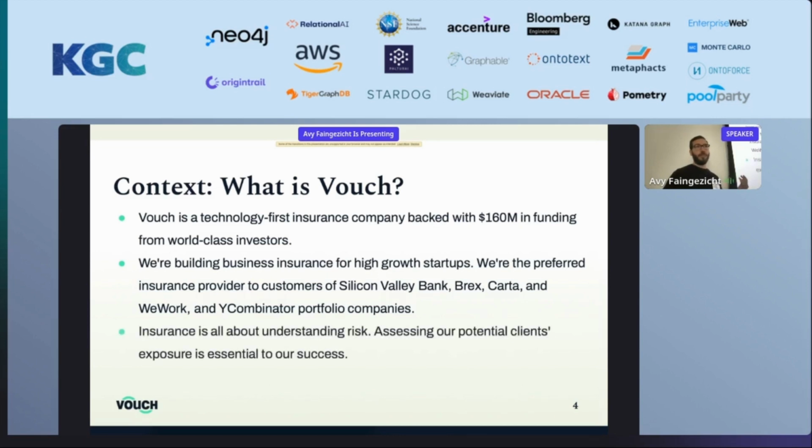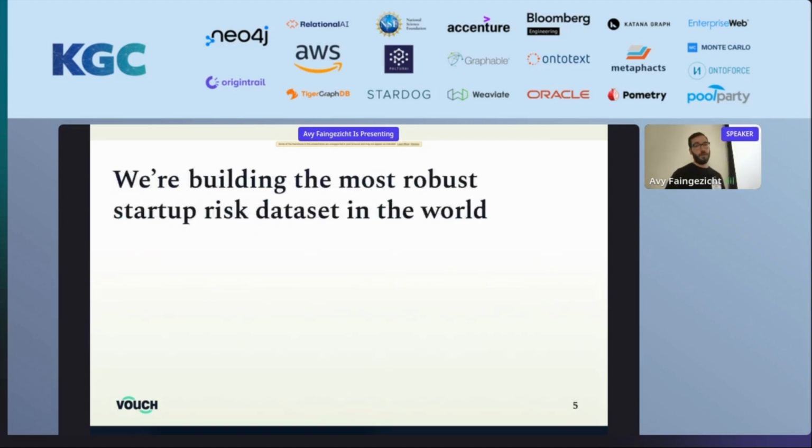Insurance is all about understanding risk. It's about whether we can use data to understand what kinds of things our clients or our potential clients are doing, and understanding what their business is essential to our success. It's something that is core to what we do, and data is how we get there. So we're building the most robust startup risk data set in the world.